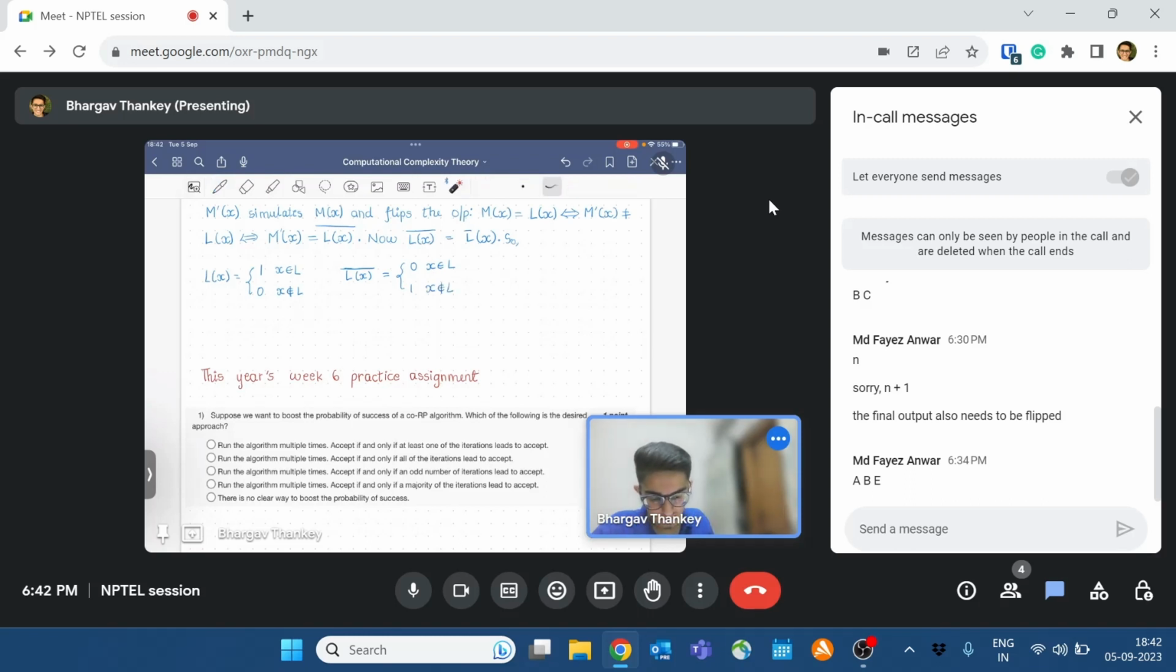So since this is the definition of Lx, this is the definition of L complement x, right? Similarly, what's the definition of L complement x? 1 when x is in L complement and 0 when x is not in L complement, right? And so if I rewrite this, 0 when x is in L and 1 when x is not in L. So both of them evaluate to the same thing, but their definitions are different, right?